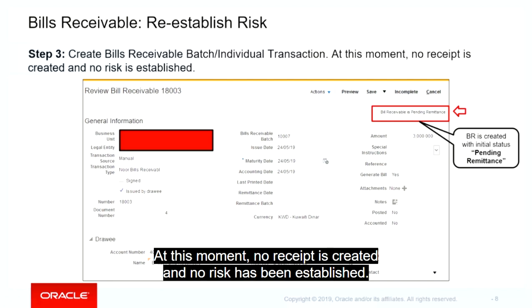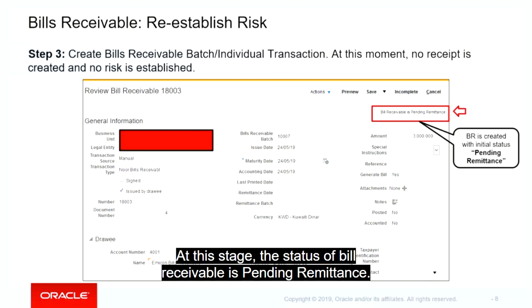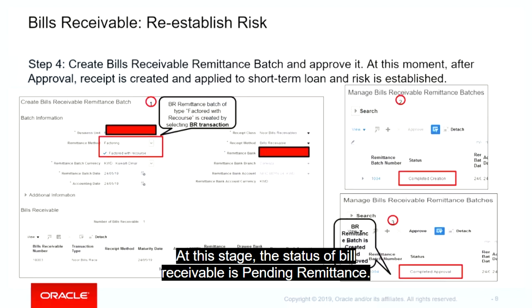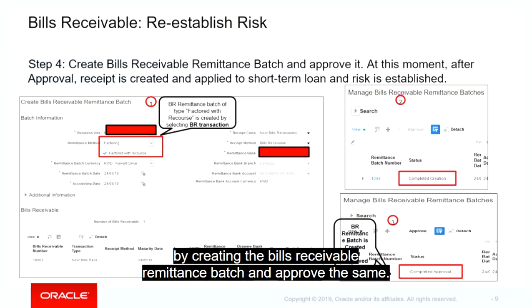At this moment, no receipt is created and no risk has been established. We need to fill in the maturity date, which is the date of maturity of this bills receivable. At this stage, the status of bills receivable is pending remittance. Once the bills receivable has been created successfully, as a next step, we shall be remitting the bills receivable by creating the bills receivable remittance batch and approve the same.